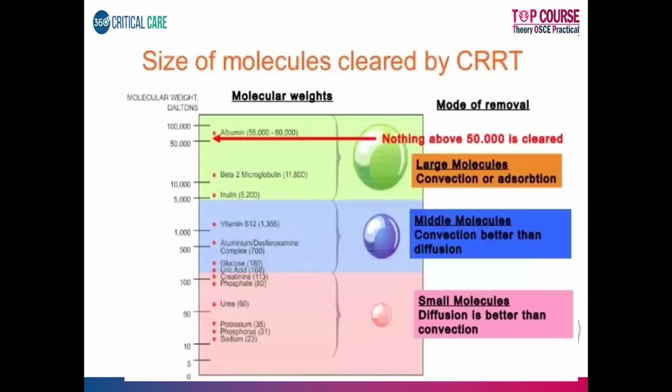Okay. So this is one beautiful slide which is telling about the same. Small molecules, as I told, diffusion. Middle molecules, it is convection, and larger molecules, it could be either convection or adsorption. And above 50,000, usually nothing can be removed except the albumin dialysis, which is there, the MARS.